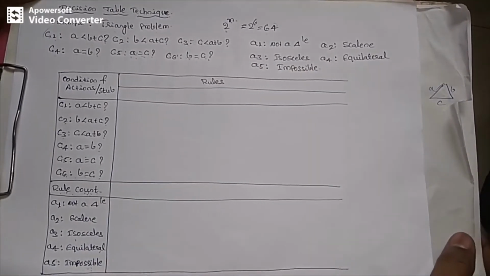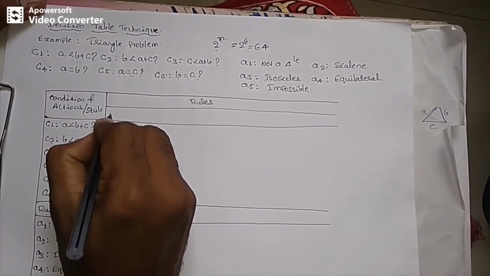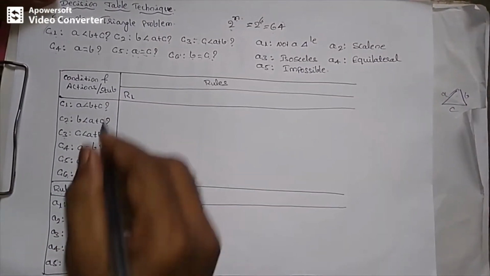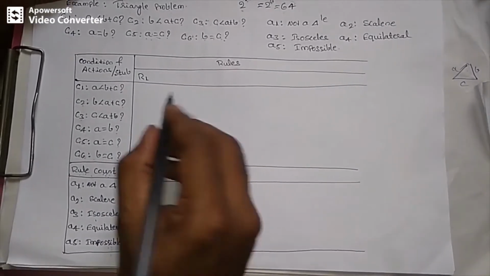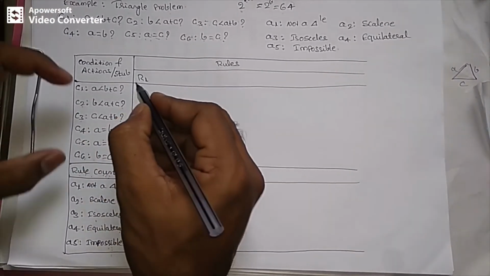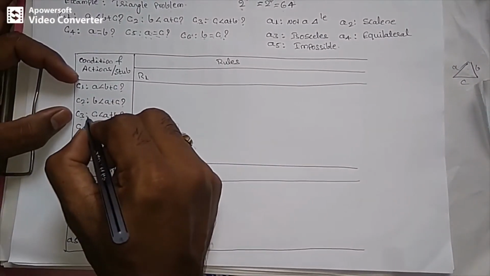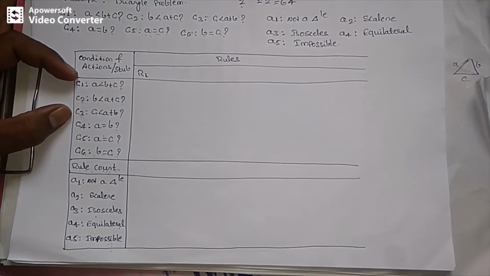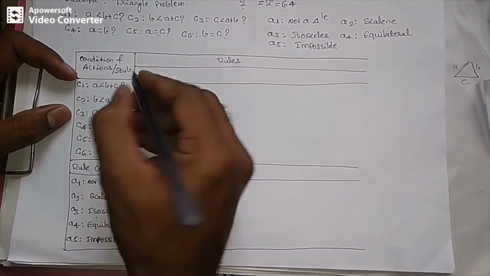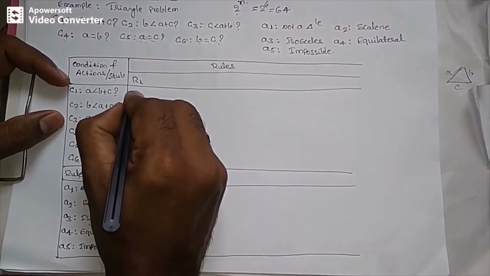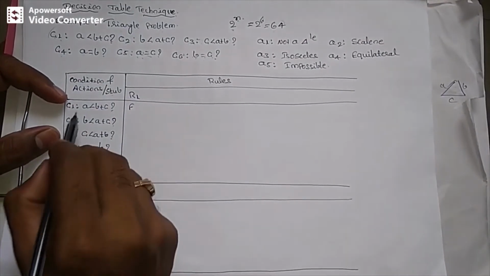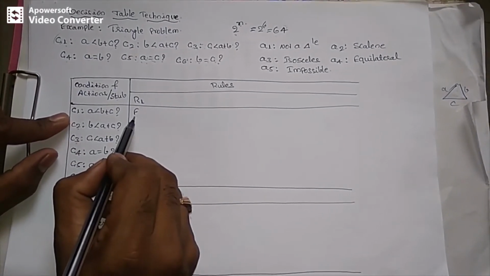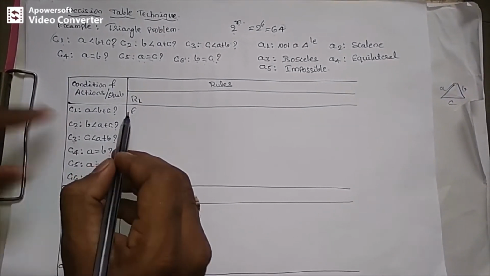So in the entry portion, let's start with rule 1. How to enter rule 1? We have to write the first 3 conditions in combination. First, let us assume that condition 1 will be false.